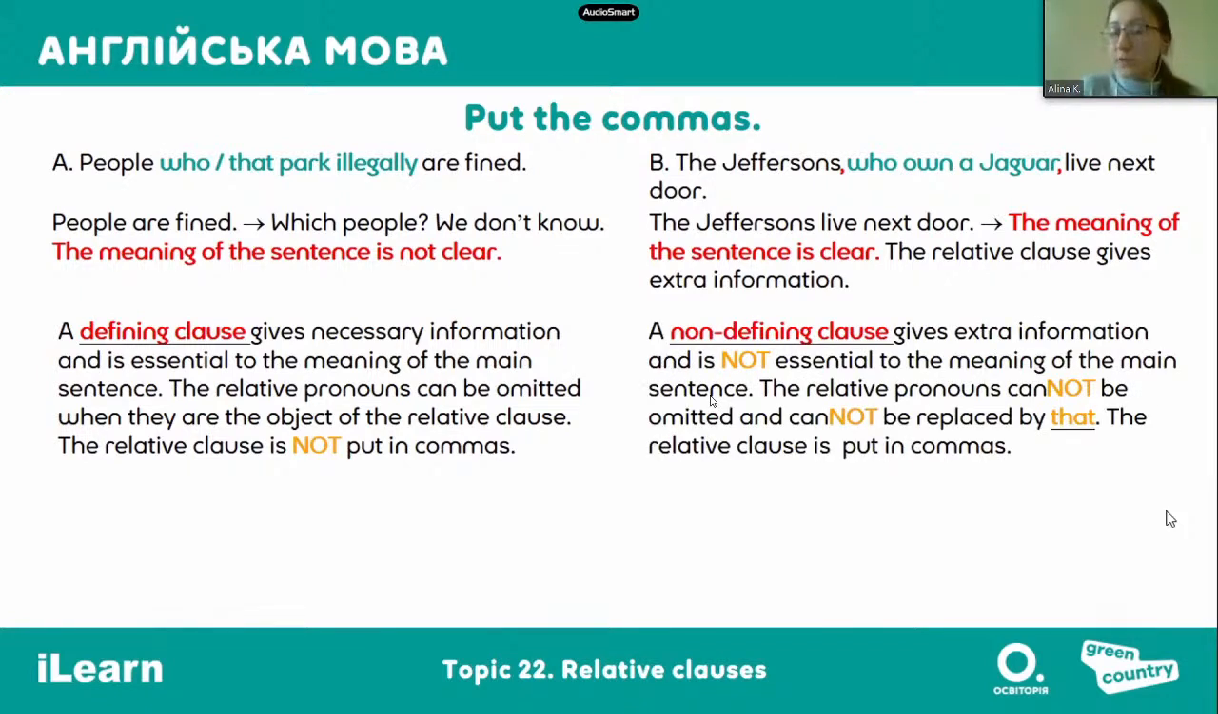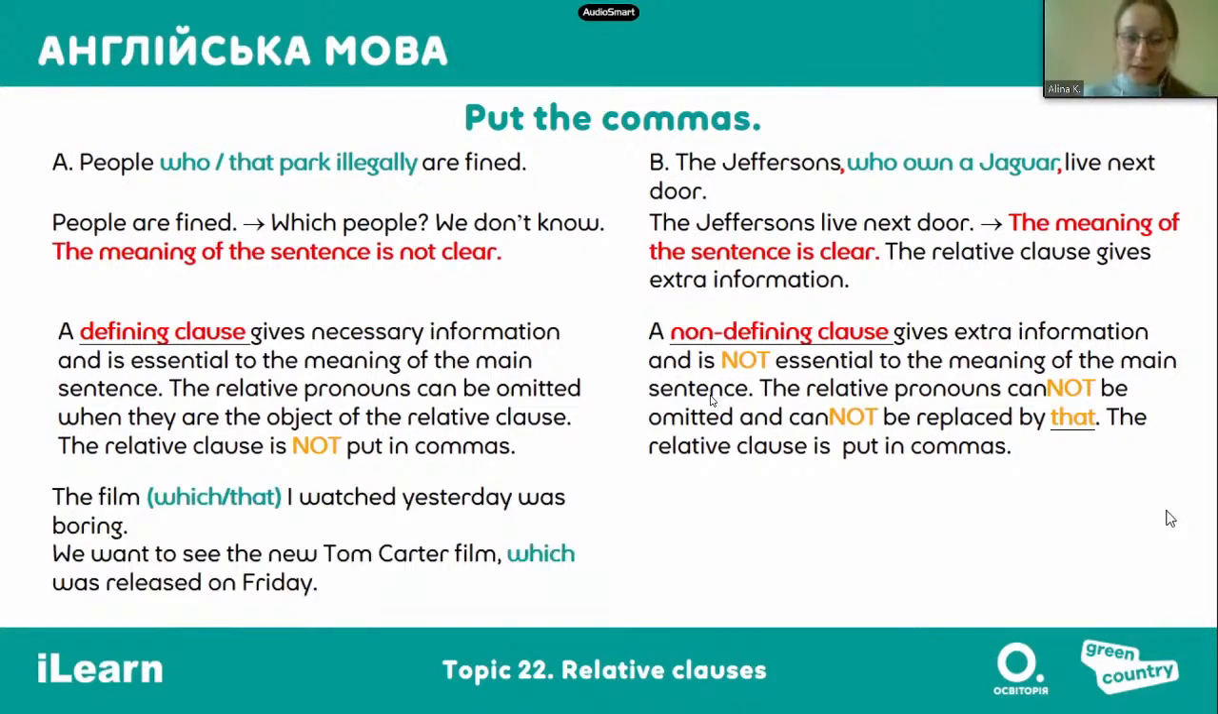In the second example, when we can take this relative clause out of the sentence, yes, we can put commas. It's called a non-defining clause, and it gives extra information, and it's not essential to the meaning of the main sentence. The relative pronoun cannot be omitted. В цьому випадку ми не можемо викинути цей відносний займенник who. І we cannot replace it by that. І ні в якому випадку в цьому реченні ми не можемо його замінити на that. And surely we put it in commas. Yes, so first example, that is a defining clause. The second example, that is a non-defining clause.